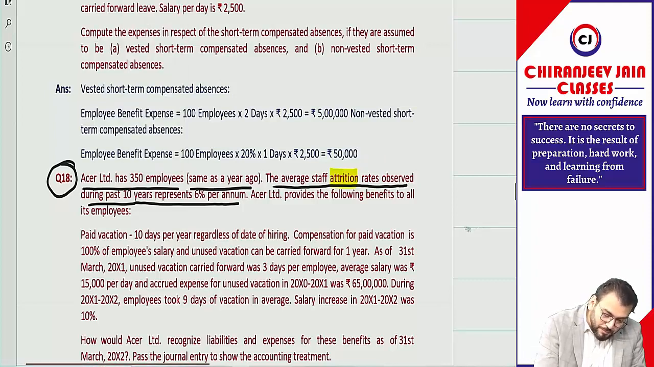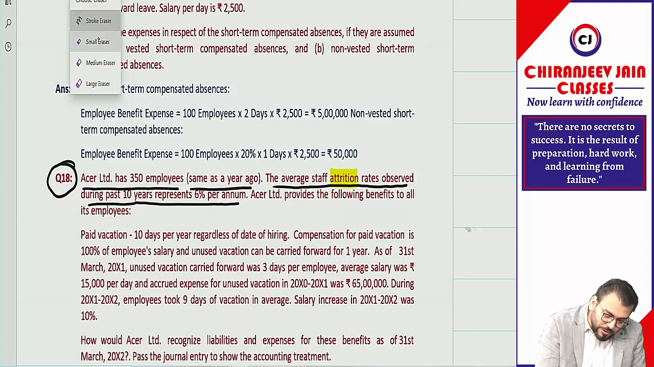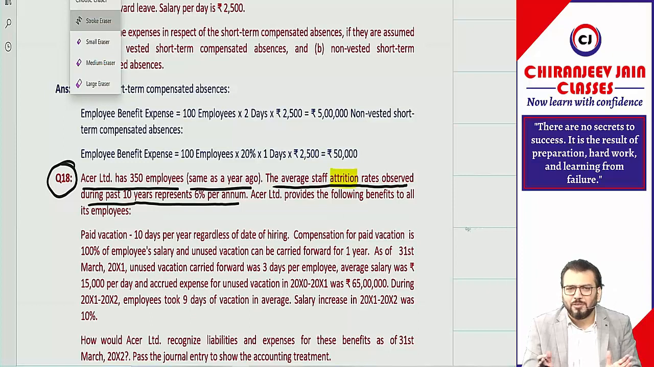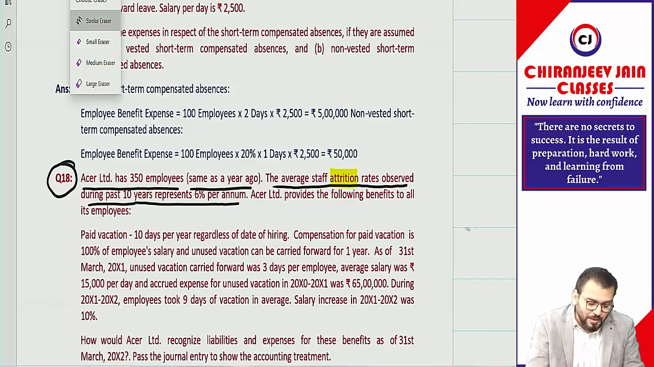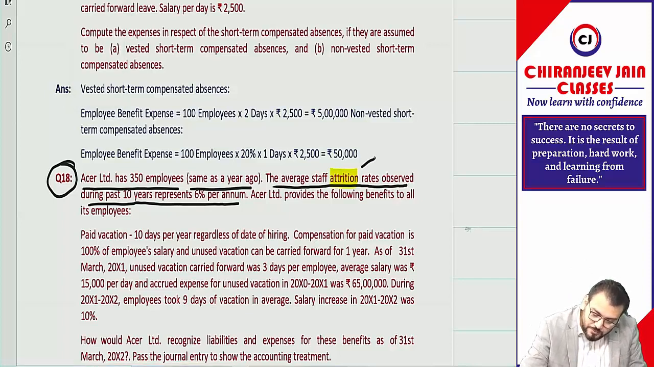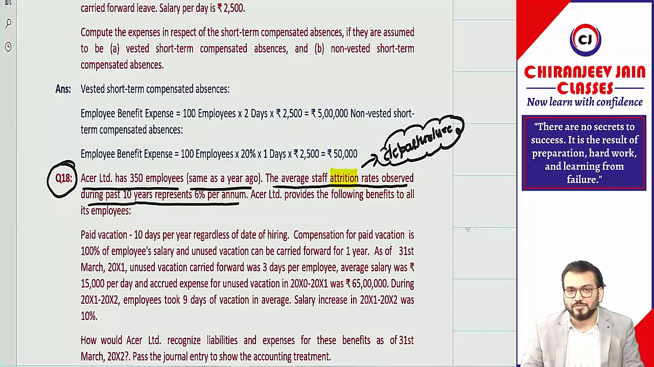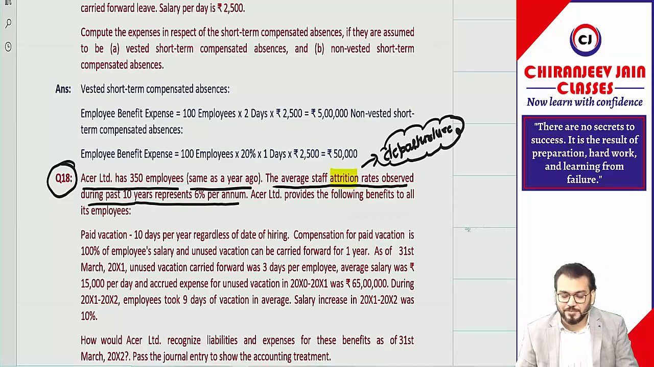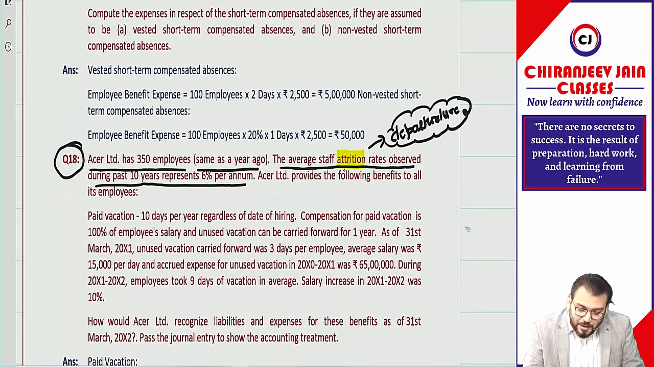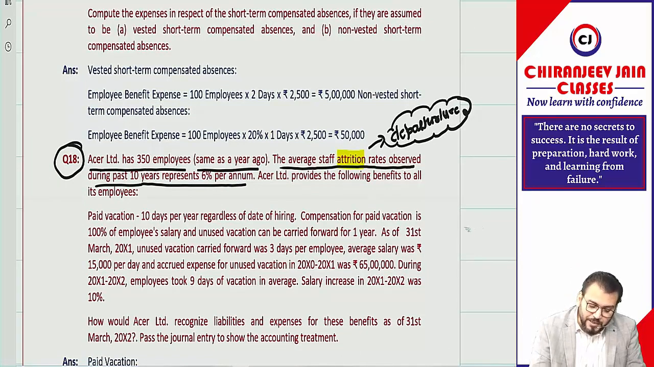Correct? Even though you don't know the exact meaning, you can understand from the information given in the question. Sometimes we need to understand what they want to say, the emotions of the question. Now, attrition means what? Departure. We have also used this term in the share-based payment chapter, attrition, departure rate. The average staff attrition rate observed during the 10 years represents 6% per annum.